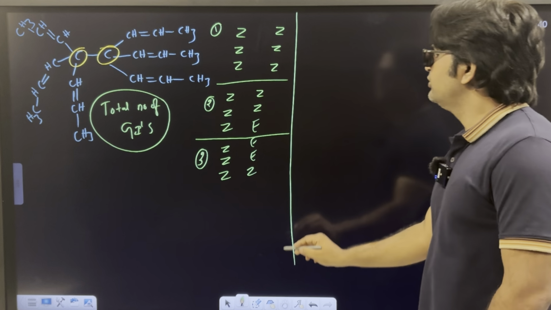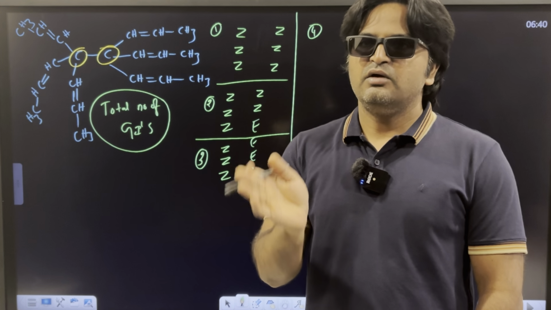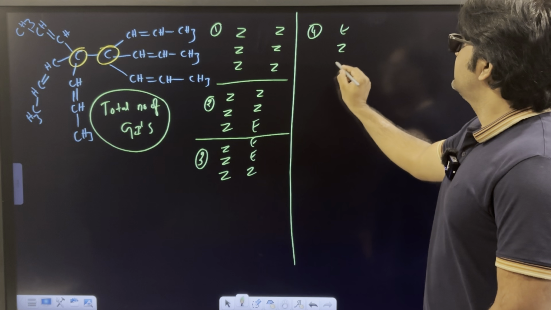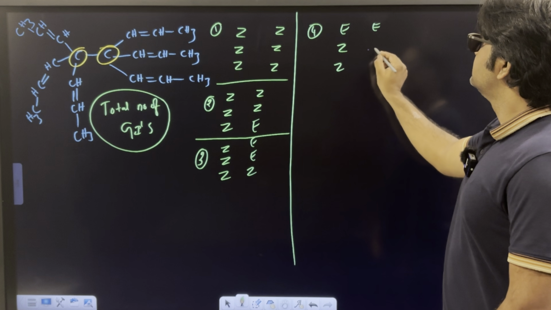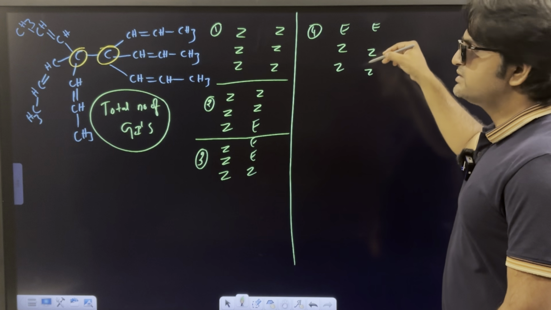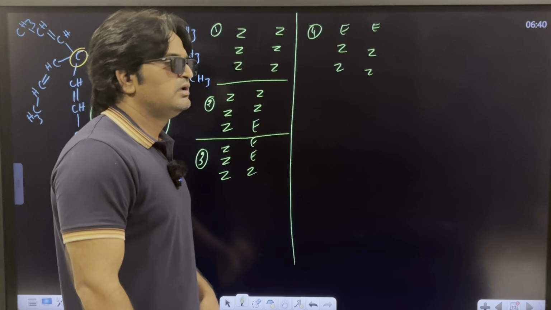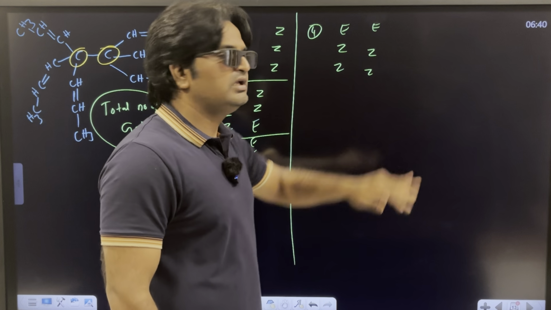What is the fourth possibility? E and E we are taking on the right side. But we can take one more possibility, that one E left side, one E right side. That's why E, Z, Z. Next one, E, Z, Z. Right hand side E at any position you can take. At any double bond you can take. That is not a problem. But one E left side and one E right side.